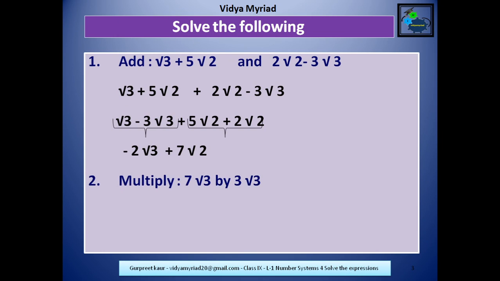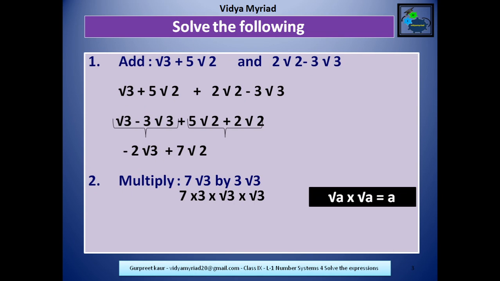Number 2. Multiply 7 root 3 by 3 root 3. So how will I write 7 root 3? By putting a multiply sign, and 3 root 3. I will rearrange it: 7 into 3 into root 3 into root 3. Now here I need to understand what is root 3 and root 3. That means there is a rule over here. Root A multiply by root A, the answer is only A. So in this case, root 3 multiplied by root 3 will be written as 3. Now 7 into 3 is 21 and root 3 into root 3 is 3. When I further solve it, I get 63 as my answer.